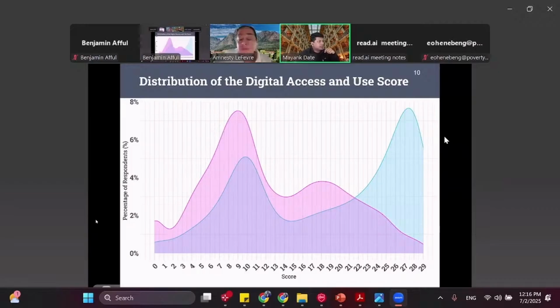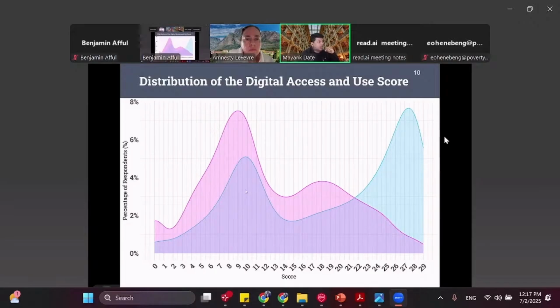Okay, so the distribution of the digital access and use scores shows a bimodal distribution. As you can see in this graph, the x-axis is the distribution of the scores from 0 to 29. It's a 29-point scale. We see that there are two distinct groups that emerge amongst men and women. One group is at the lower end, where men and women show similar patterns in the distribution, but there is a distinct gender gap that emerges amongst people in the higher DAU scores, which shows that men have a higher use and access score compared to women.